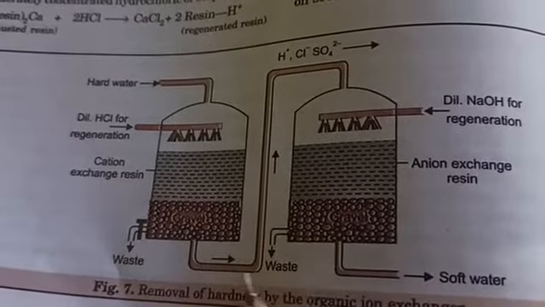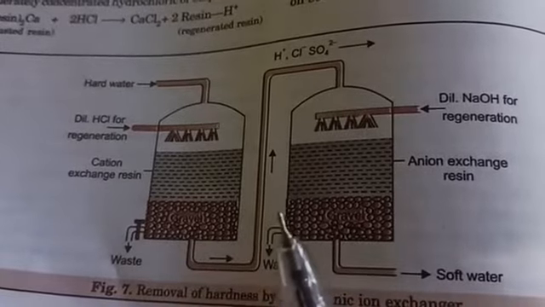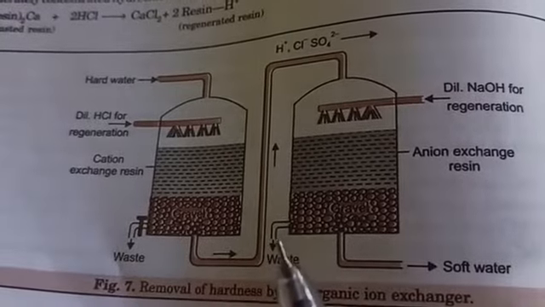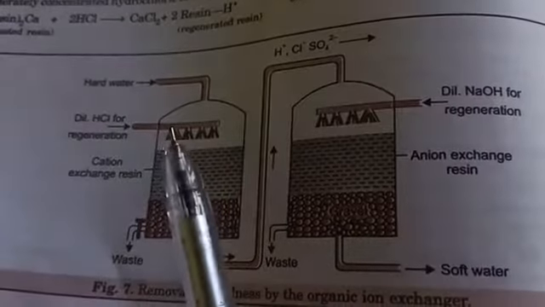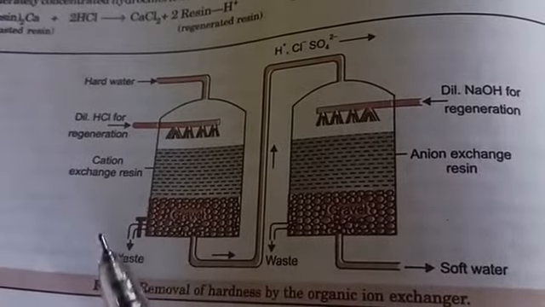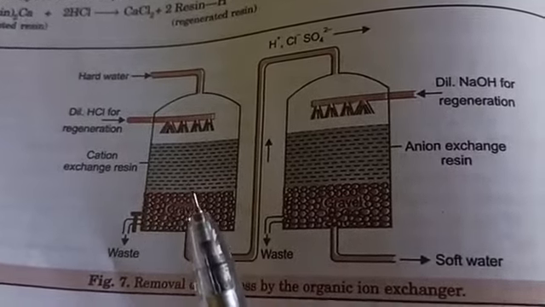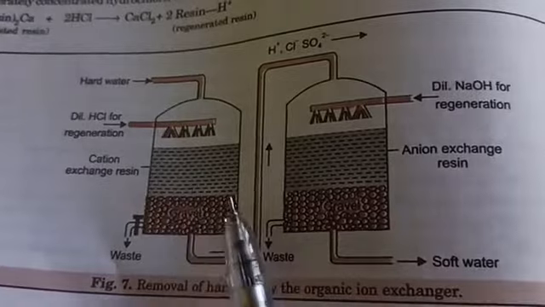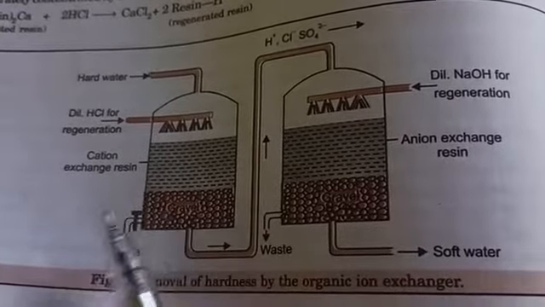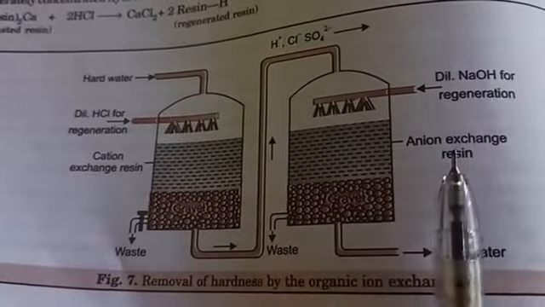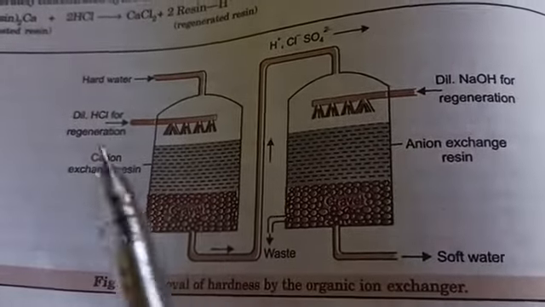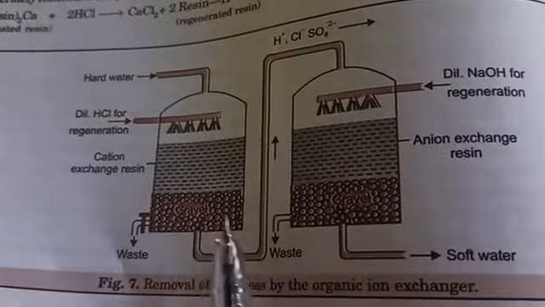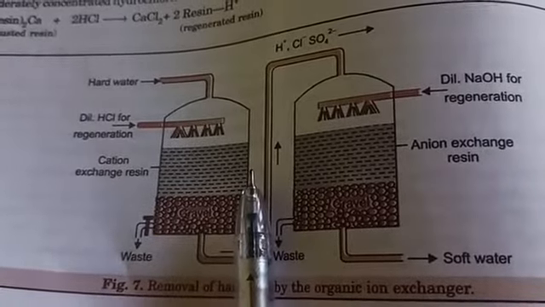Now the process of how the permanent hardness of water is removed by the organic exchanger. It is made up of two tall cylindrical tanks, in which the first tank is connected with cation exchange resin and the second is anion exchange resin. In the first tank, hard water is introduced from the top of the tank, packed with gravel and cation exchange resin.